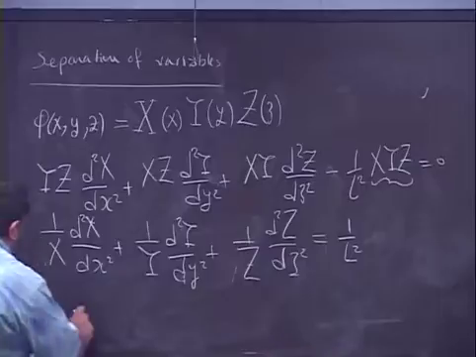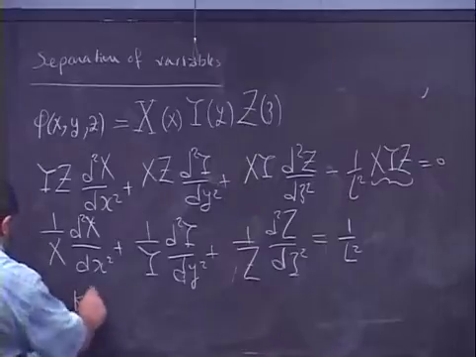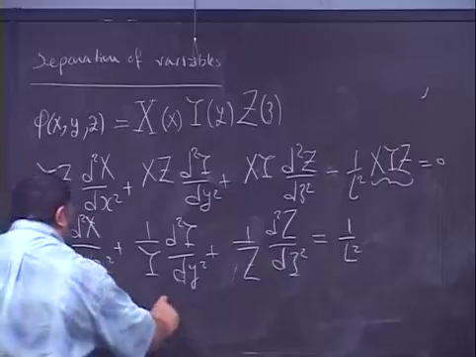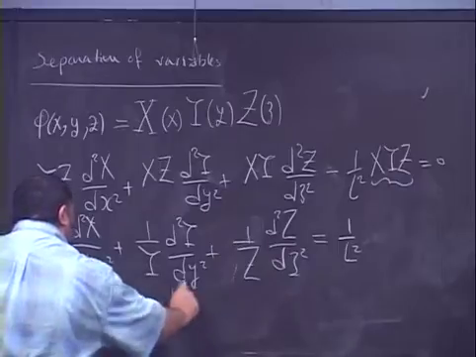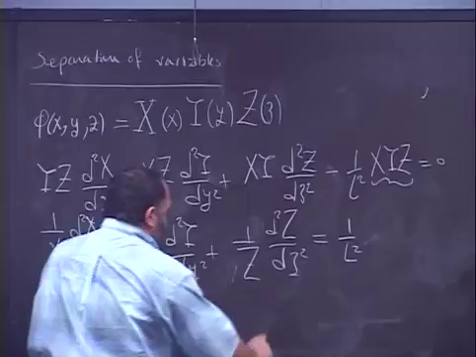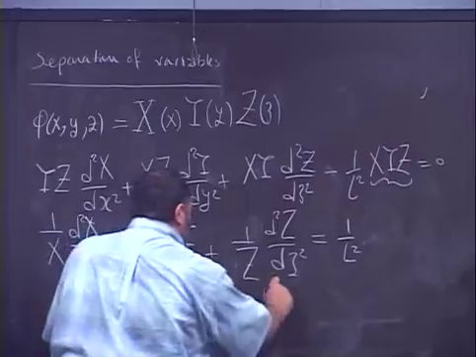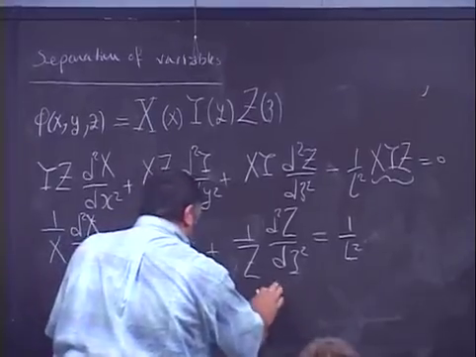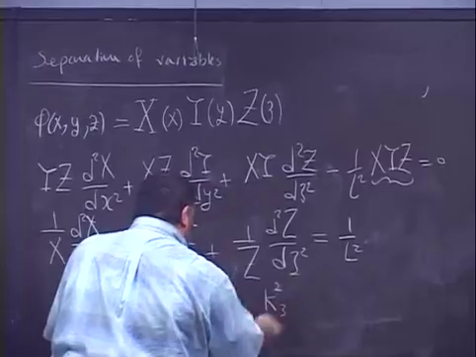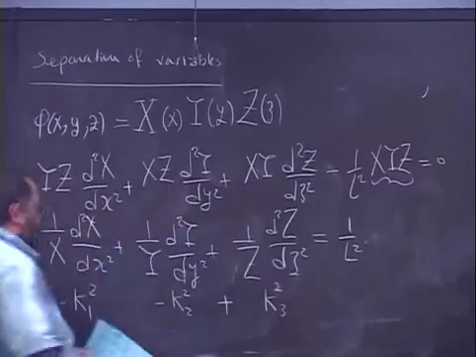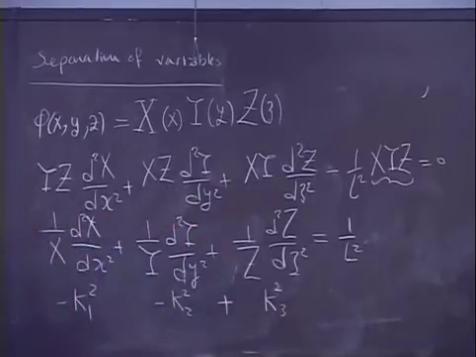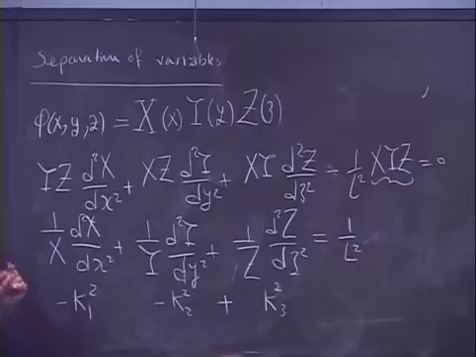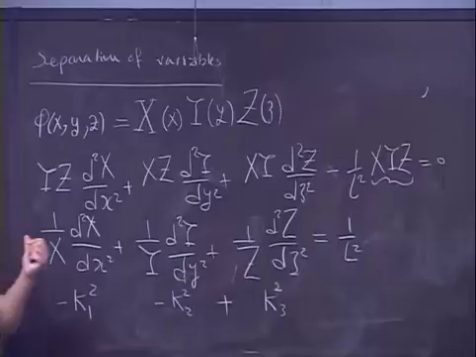So in this case, I can call this one negative k1 squared, and I can call this one negative k2 squared, and I can call this one k3 squared. Why? Here is the trick. You want to look at the physics and also at the mathematics of the problem.